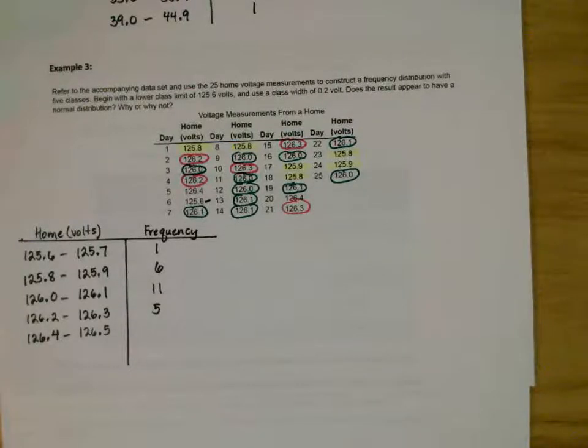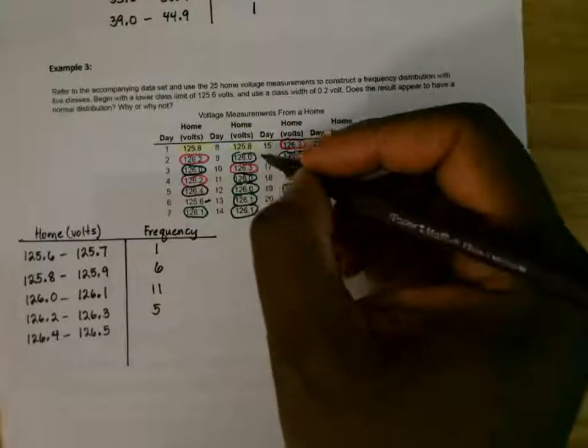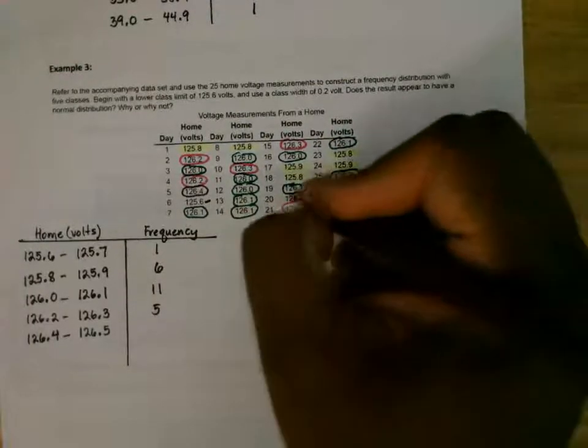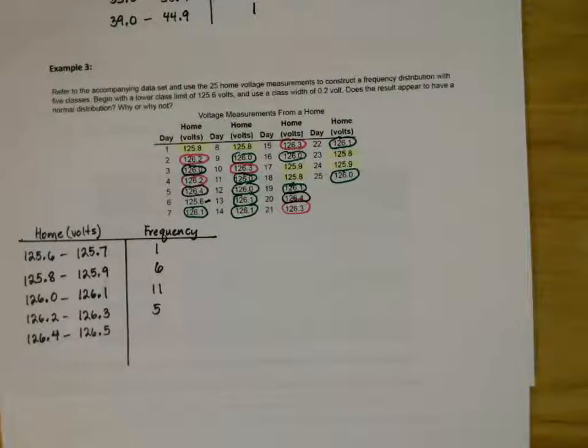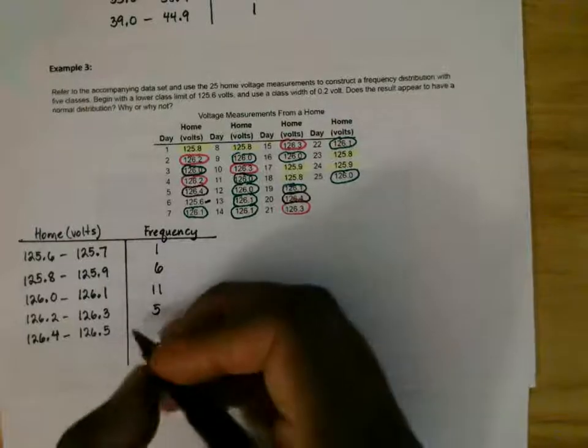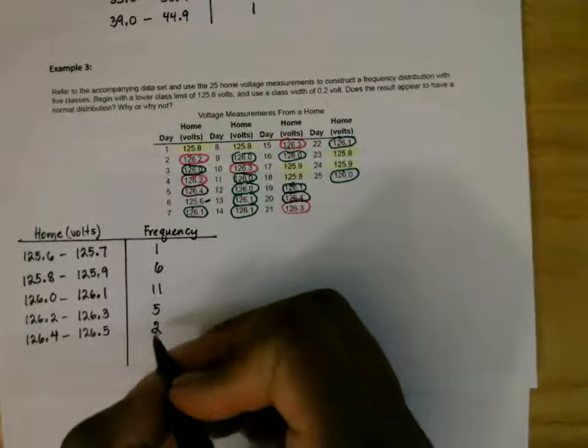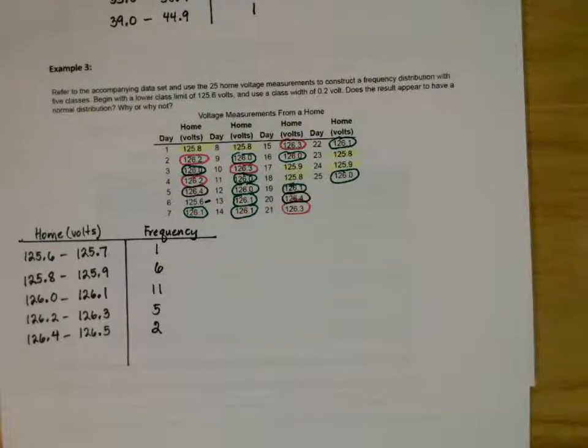And then finally, 126.4 to 126.5. In this case, 126.4 is right here. There's one. And 126.4 right here. There are only 2. So for 126.4 to 126.5, there are 2 data values. So this is what your frequency table looks like.